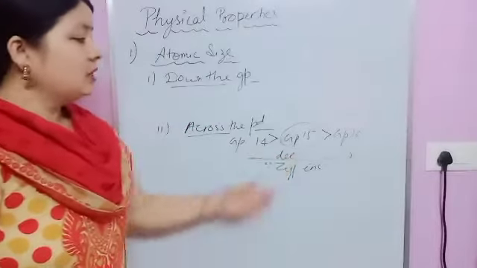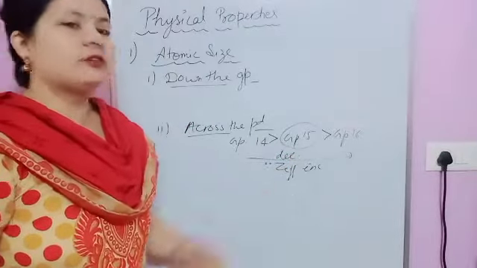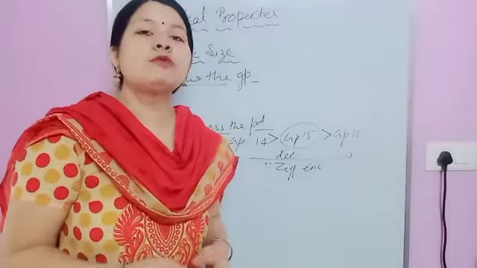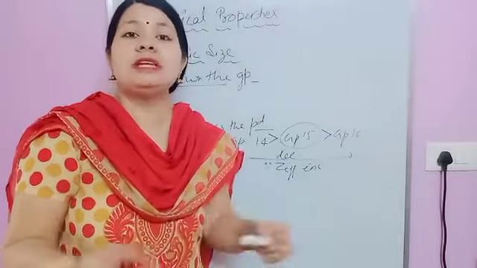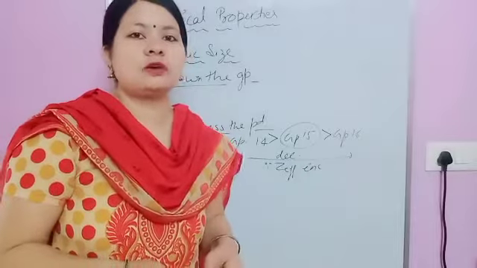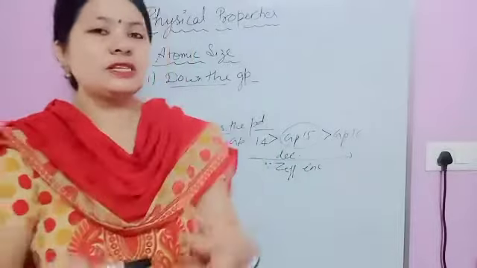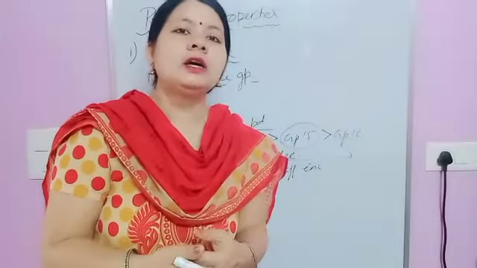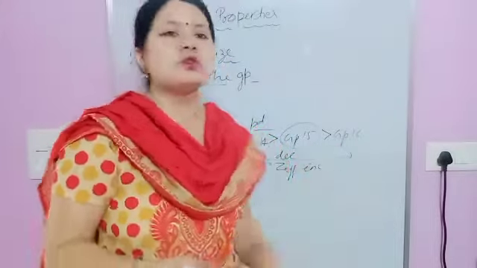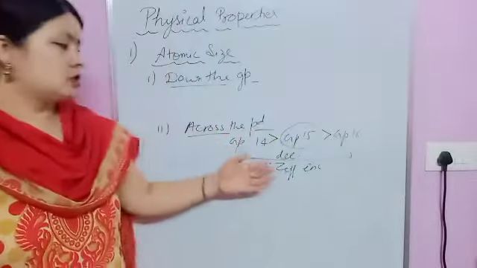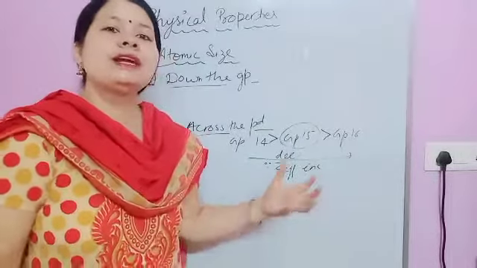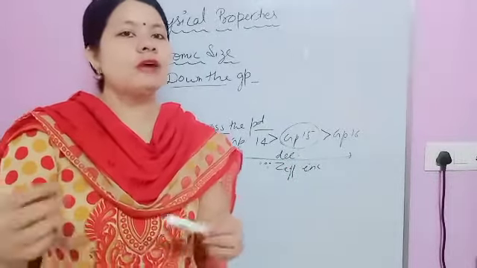So it's a comparison. Size decreases because Z effective increases. Effective nuclear charge means the actual force of attraction experienced by the outermost electron from the nucleus. The actual force of attraction from the nucleus experienced by the outermost electron is known as effective nuclear charge, that is Z effective. The more the Z effective, the smaller is the size of the atom.